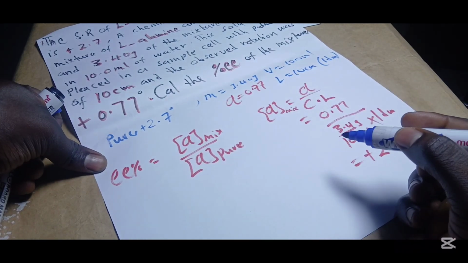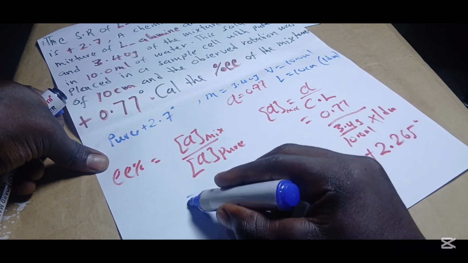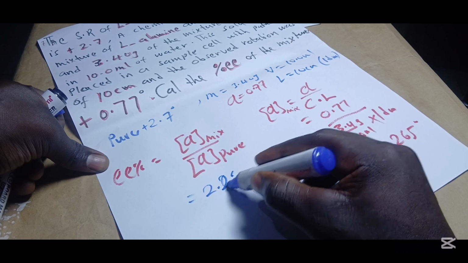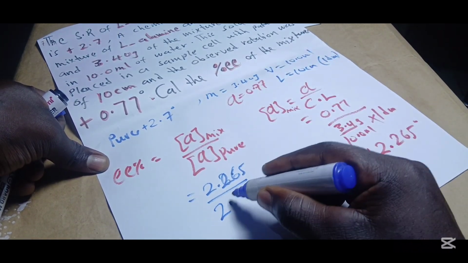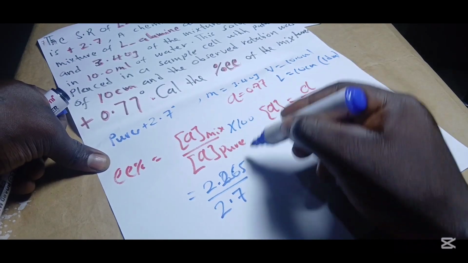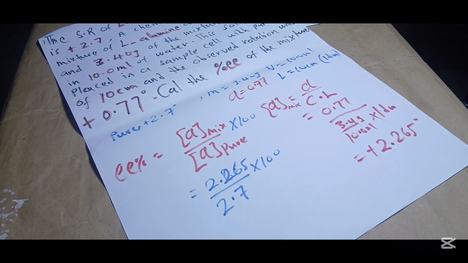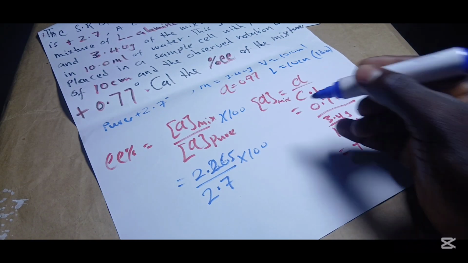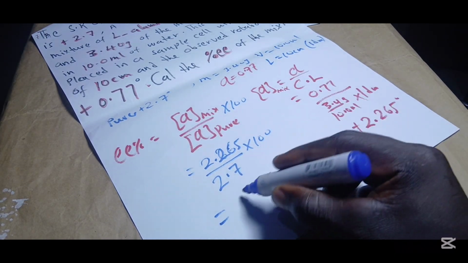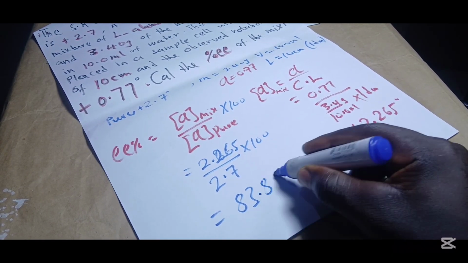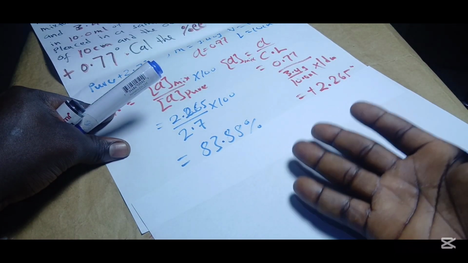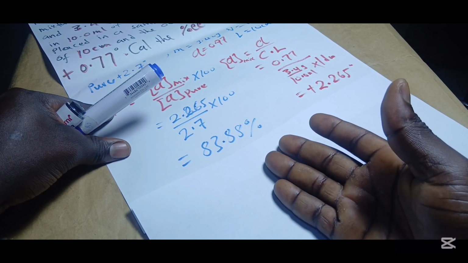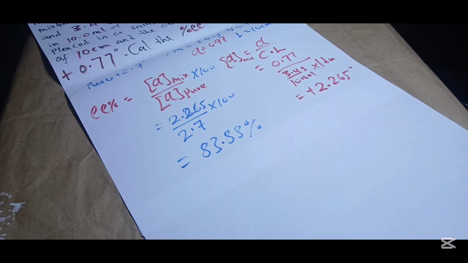So now we can go ahead and continue with our calculation. That of the mixture is 2.265, and that of the pure sample is 2.7. In percentage, we multiply it by 100. This gives us 83.88%. We are not asked to calculate the total percentage of the solution. We were asked to calculate the enantiomeric excess of the mixture.